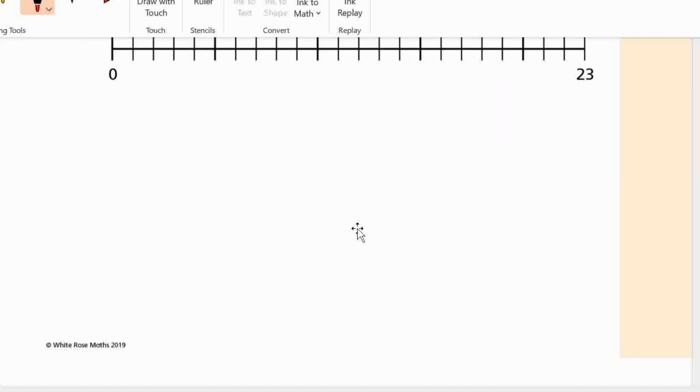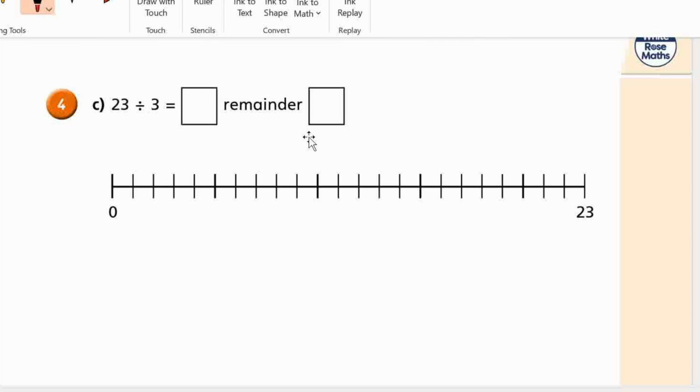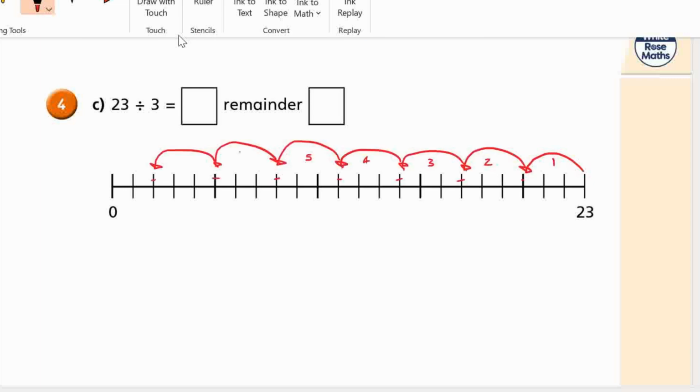Okay, right, so let's look at this equation. 23 divided by 3 now. They want us to do it all ourselves. So 1, 2, 3, so we need to jump to this one. Jumps 1, 2, 3, 4, 5, 6, 7. So 23 divided by 3 is 7, remainder 2. Good. Okay. What is 3 times 7?